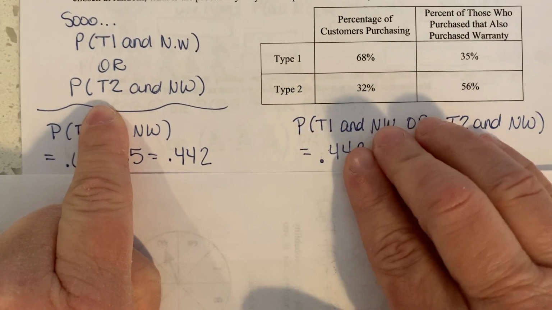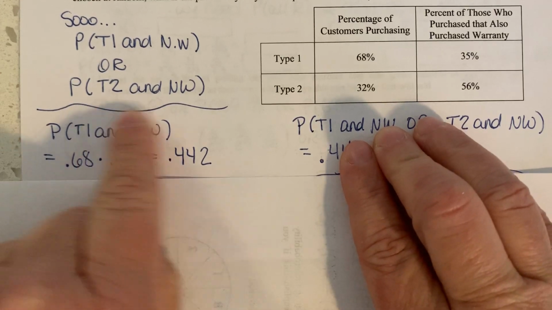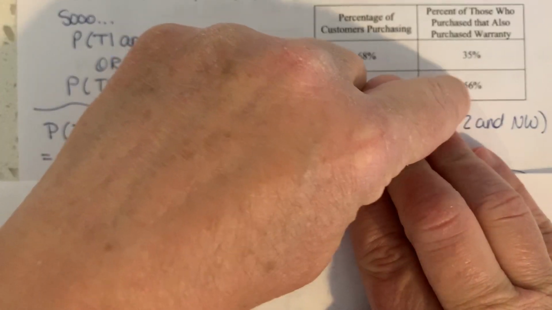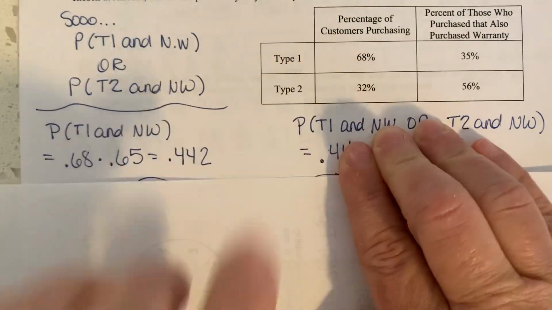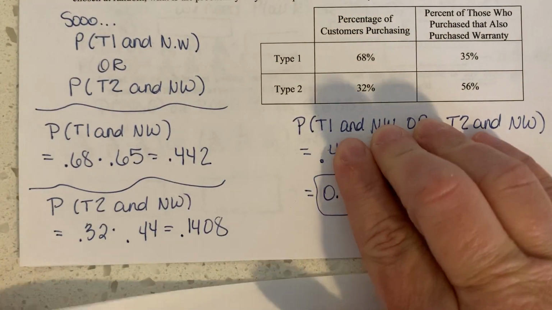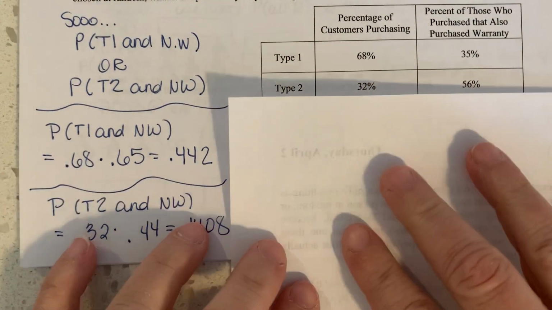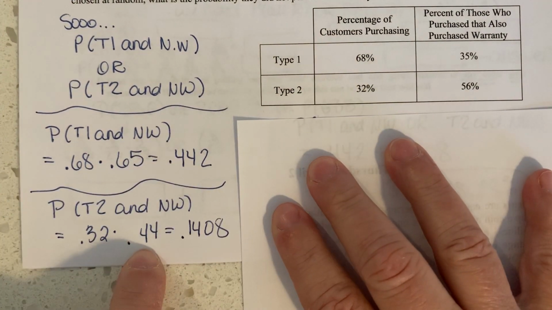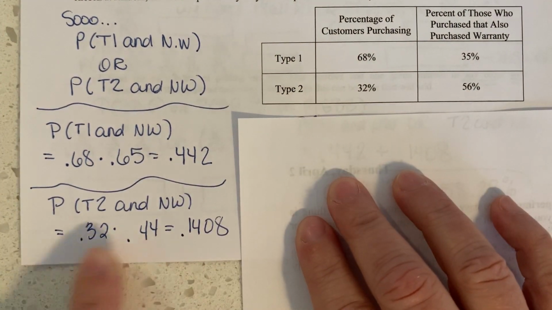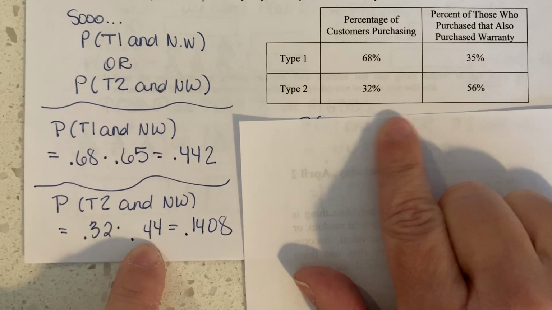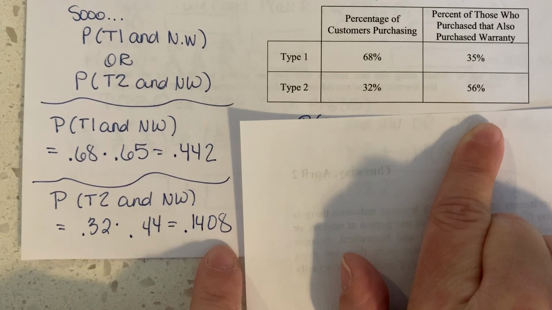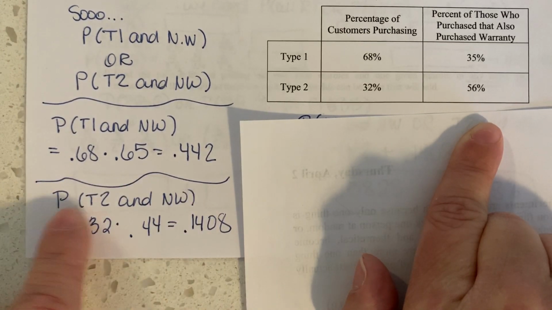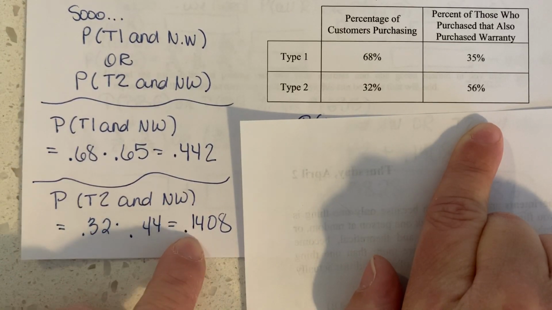Now we're going to do the same thing for number 2, type 2. 32%, and then 56% want the warranty, so what percent doesn't want it? Well, if 56% wanted it, that means 44% don't want it. So 32% times 44% means that 0.1408 is our probability that they bought that type and didn't want the warranty.